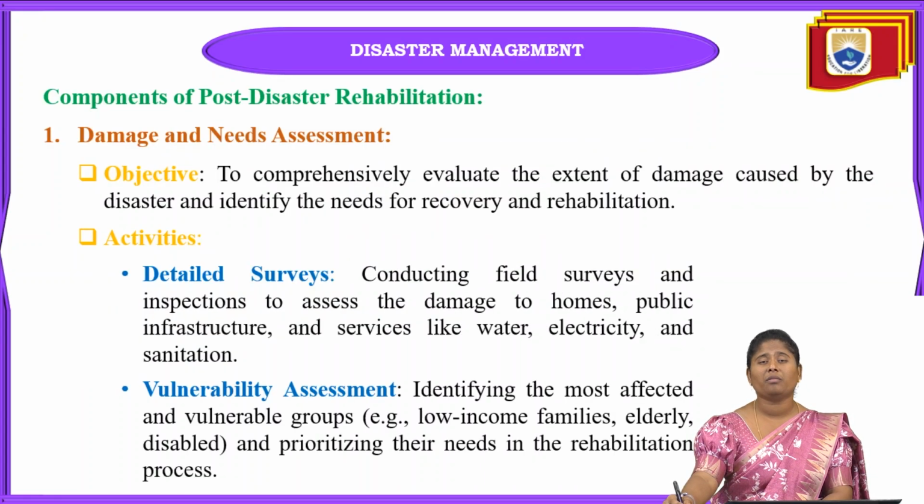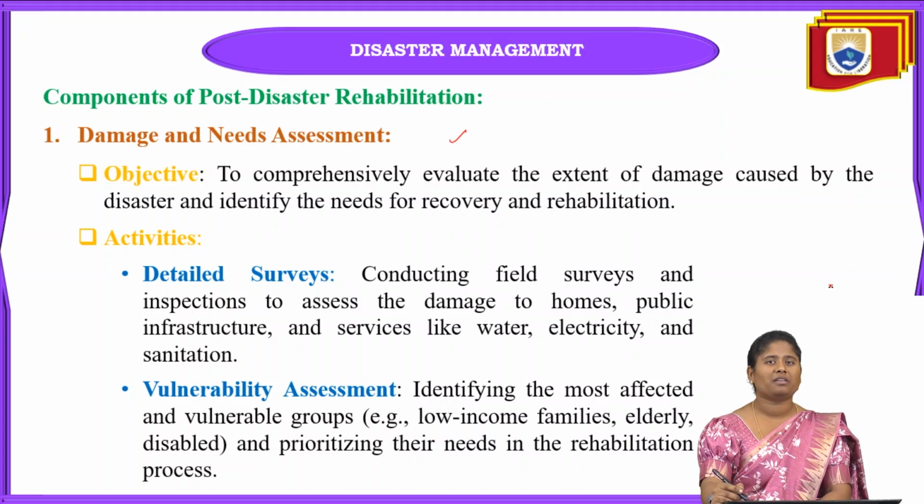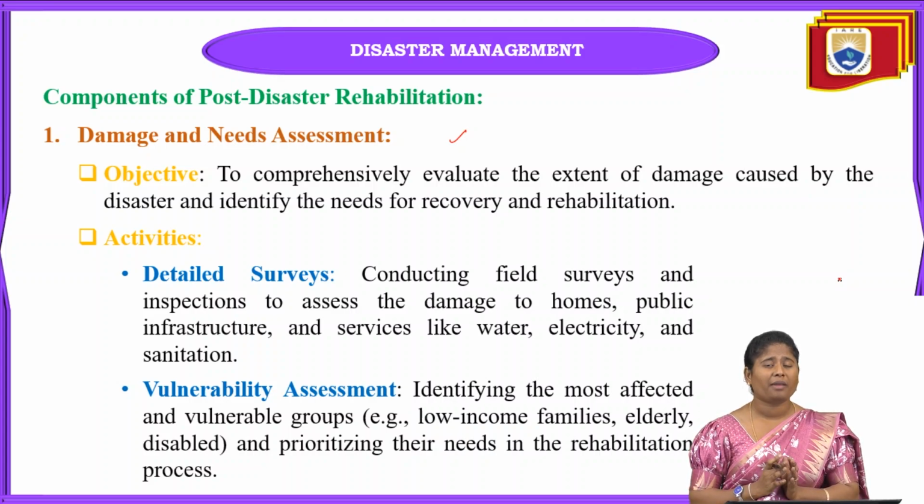And what are the main components of post-disaster rehabilitation? The first one is damage and needs assessment. The main objective of this one is to evaluate the extent of damage caused by the disaster and identify the needs for recovery and rehabilitation. When we go to the place where the disaster occurred, we have to identify the overall problems that can be seen at that time, so that recovery action and rehabilitation can be done immediately.